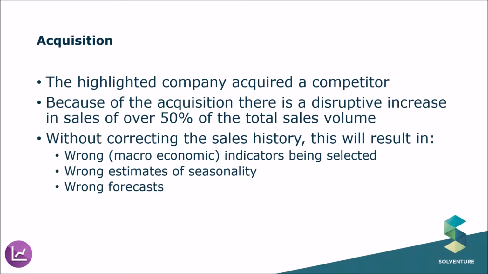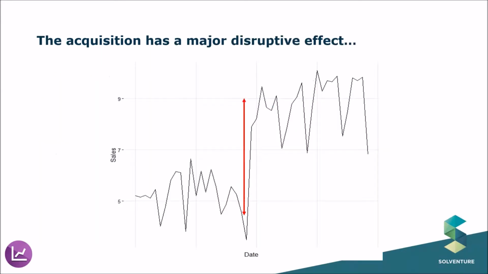First case is acquisition of a competitor. So the company where we were running the analysis acquired a competitor. Because of the acquisition, there is a disruptive increase in the sales of over 50% of the sales volume. And if you don't correct for that sales history, and I will show that, it will result in wrong macroeconomic indicators being selected, wrong estimates of seasonality, and simply it will lead to wrong forecast.